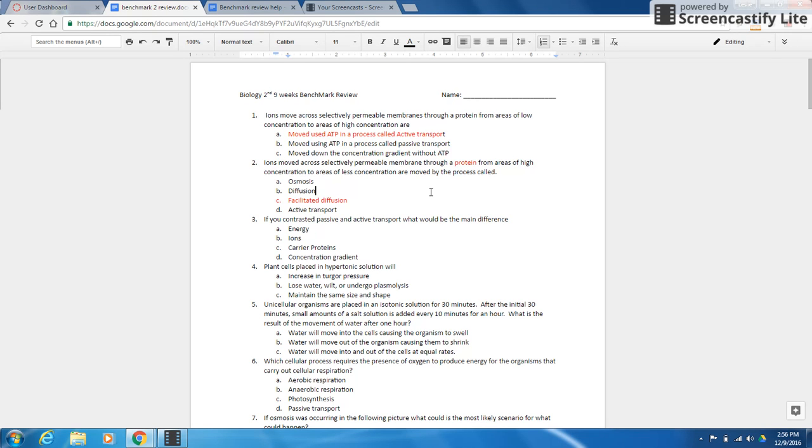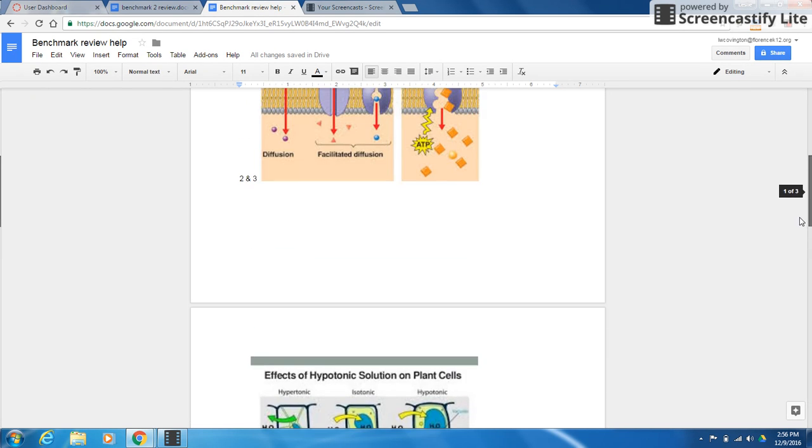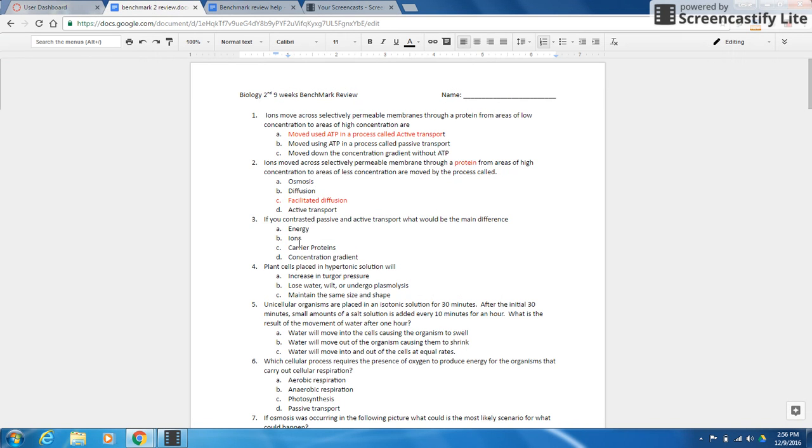Number 3, if you contrasted passive and active transport, what would be the main difference? The main thing is that with passive transport, remember, if it's passive, you don't have to do anything, you don't have to add anything, it's not necessary. Then you have one key thing missing from passive transport, and that is the use of ATP. ATP is our energy, so if you contrasted passive and active transport, the main difference would be the fact that you don't need energy.